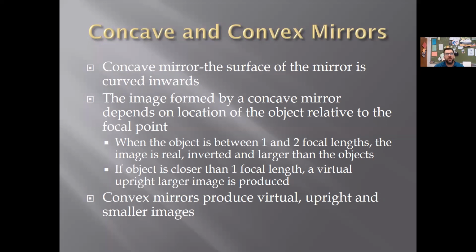A concave mirror would be like looking at the inside of a spoon. If you look at your reflection on the inside of a spoon. A convex mirror would be turning the spoon around backwards and looking at it.